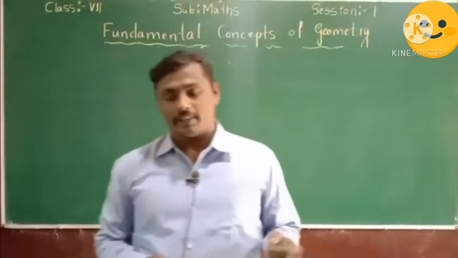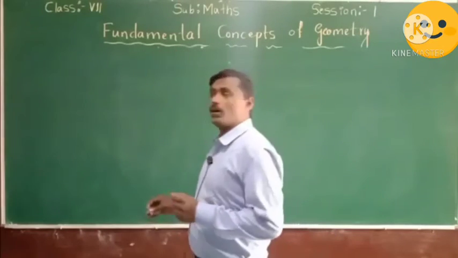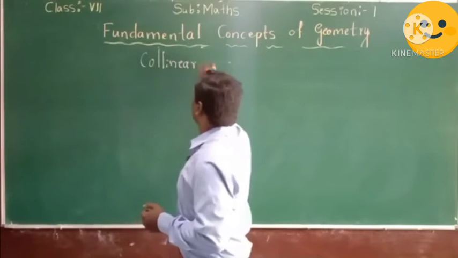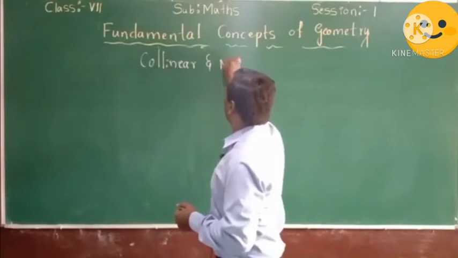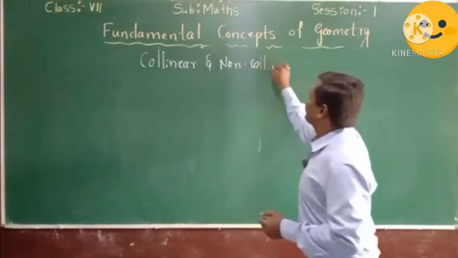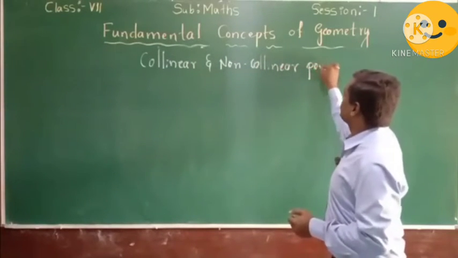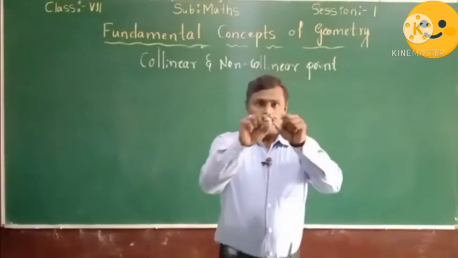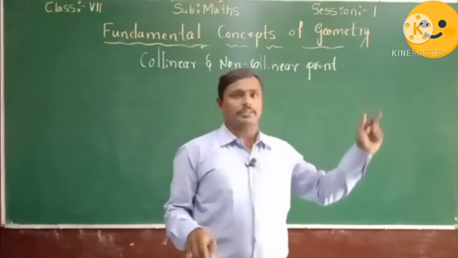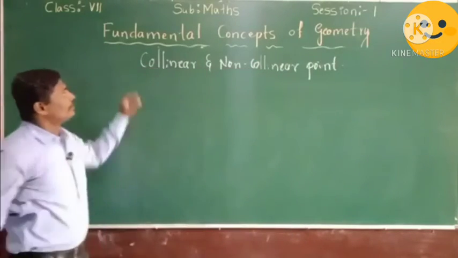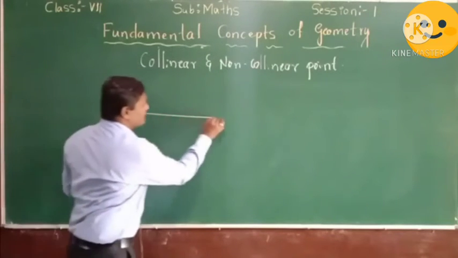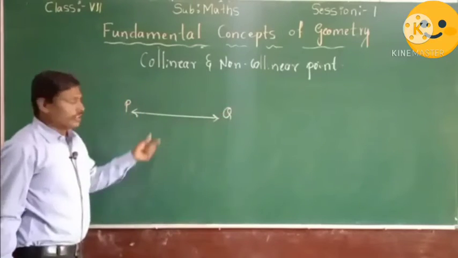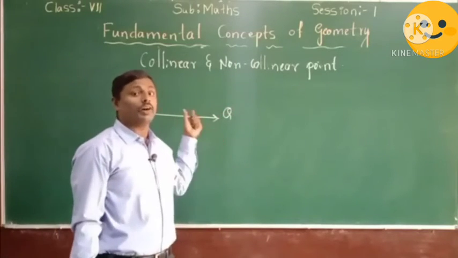Let's come to the next topic, that is collinear and non-collinear points. You already know the definition of a line. A line is a collection of points which can be extended on both sides. Now come to collinear. Take an example of a line. If PQ is a line, it has an infinite number of points.